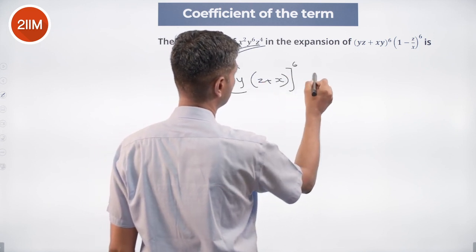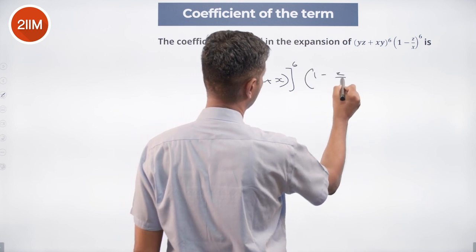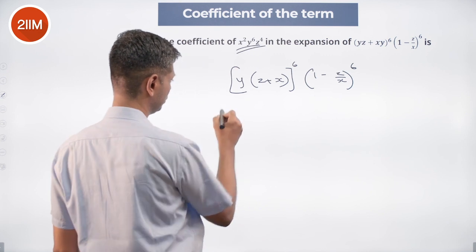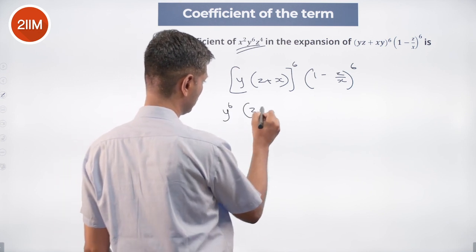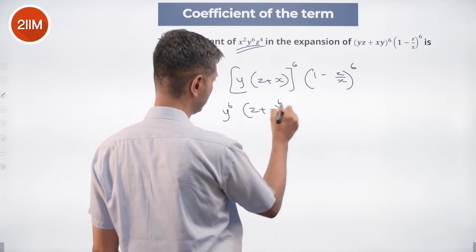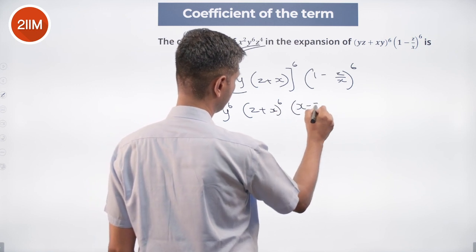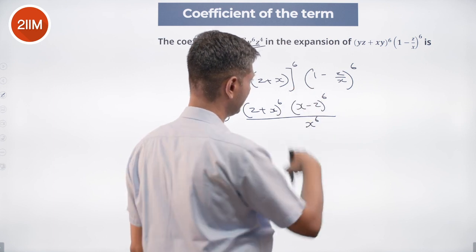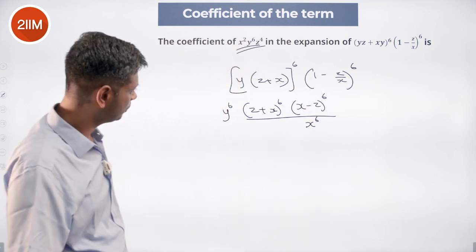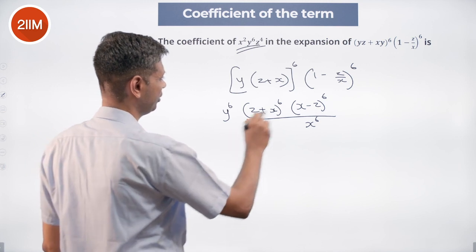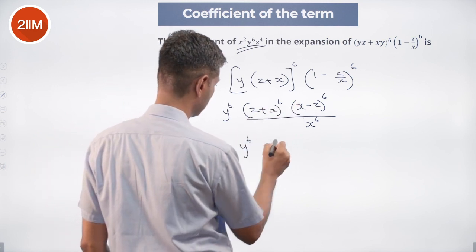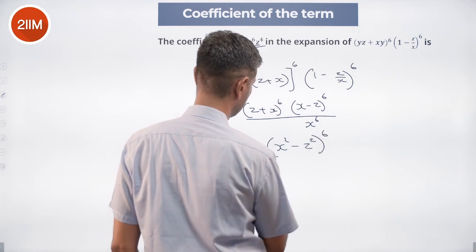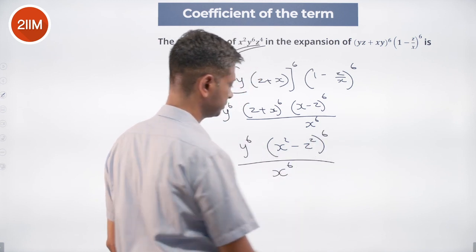whole power 6 into 1 minus z by x whole power 6. So this is y power 6 into z plus x the whole power 6 into x minus z the whole power 6 by x power 6. I'm simplifying this as x minus z by z. So x plus z into x minus z, this is y power 6 into x square minus z square whole power 6 by x power 6.